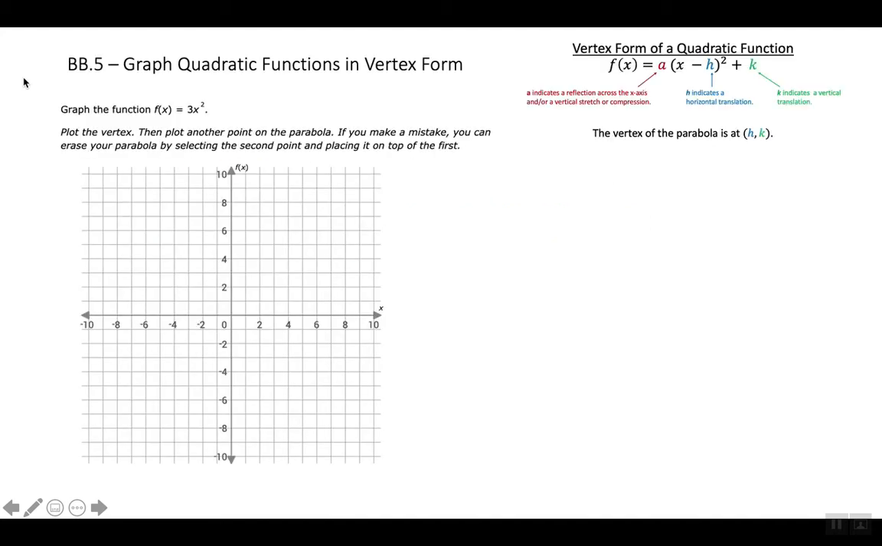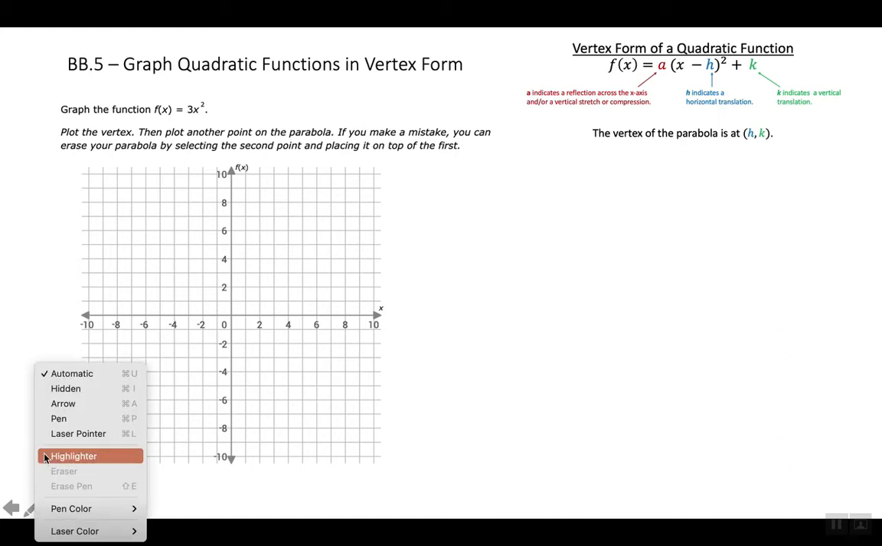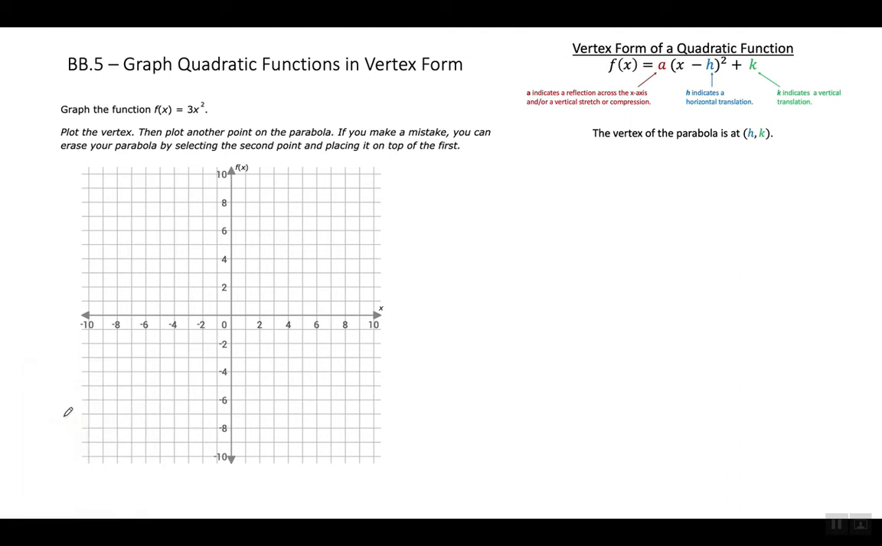Okay, so in this IXL, you have to graph this function. The way you should graph it is by first putting the vertex, and then plotting another point on the parabola. Once you do that, the IXL will plot the whole thing for you. It even says it in the directions. First, they want you to plot the vertex.